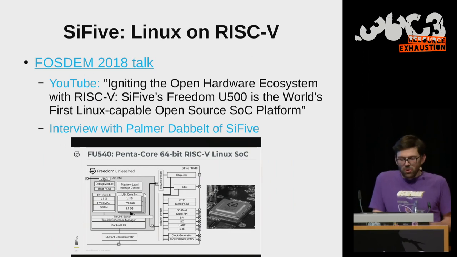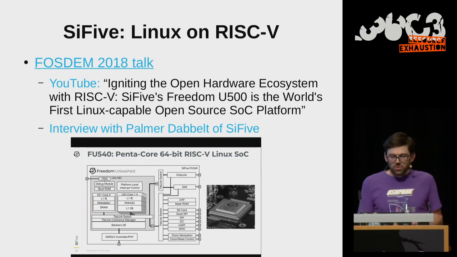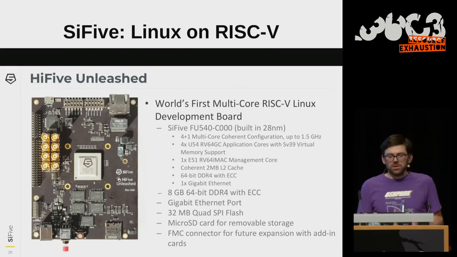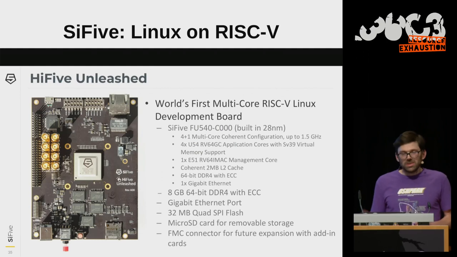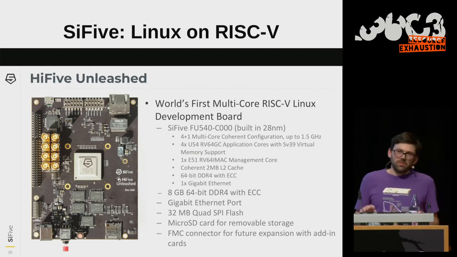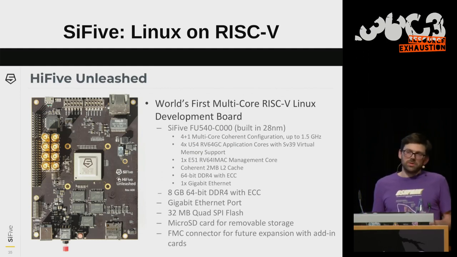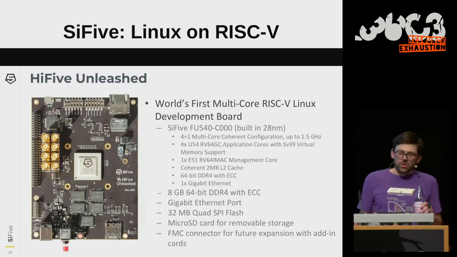One of the surprises last year at FOSDEM was Palmer from SiFive debuting this board called the HiFive Unleashed. This is a multi-core 64-bit board that can run Linux. It runs it really well. The one downside is it was meant to be an evaluation board, so it's quite expensive. It's $1,000, and they're not going to ever make it in volume. So, a little disappointing.